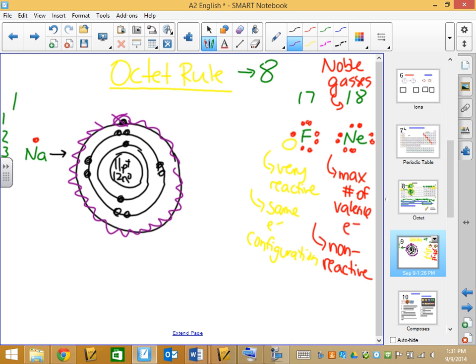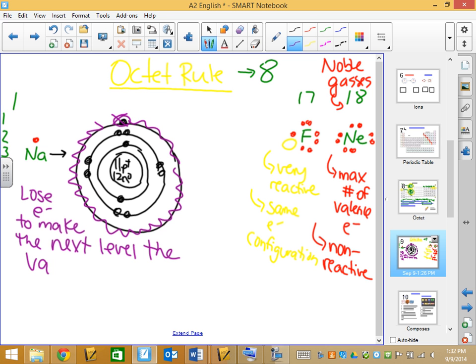There are already 8 electrons there, and so for metals like sodium, instead of trying to gain 6 or 7 electrons to make up 8, they will lose their outer energy level so that the next level down can become the valence level. So for a metal like sodium, it will lose electrons to make the next level the valence level. That's the idea. So for a nonmetal like fluorine, it will just fill up its existing electron energy levels. For a metal like sodium, it will just drop electrons and get rid of its outer energy level.